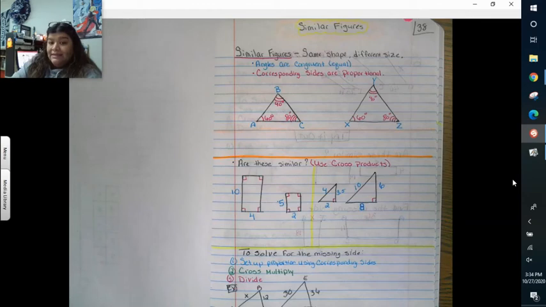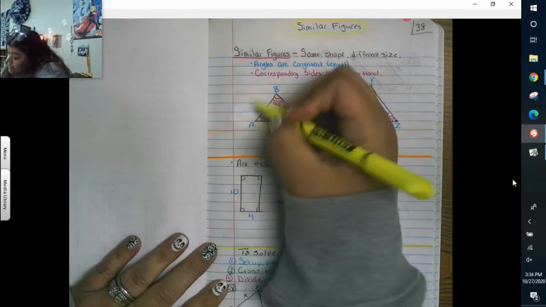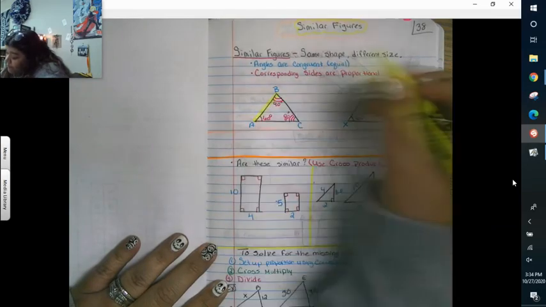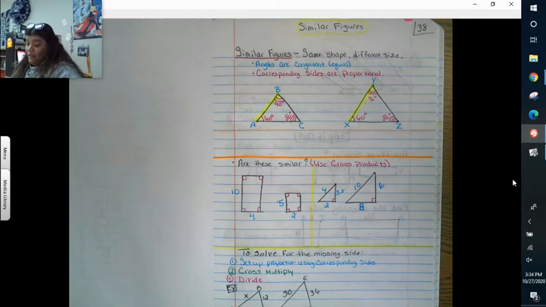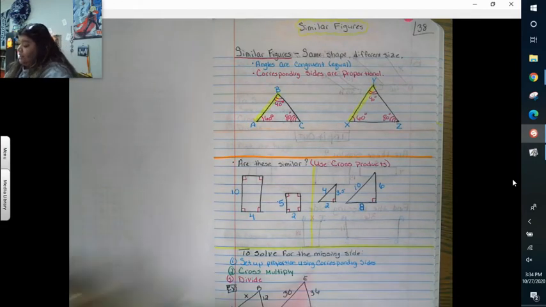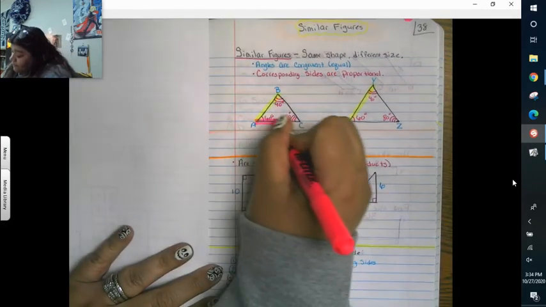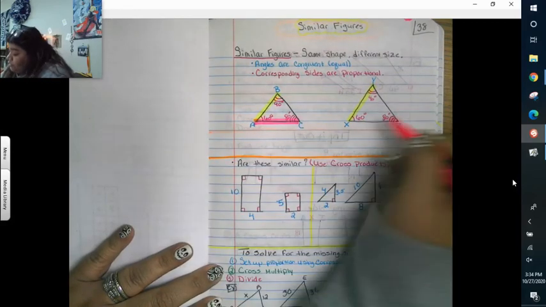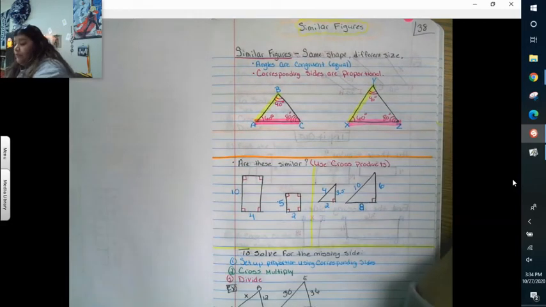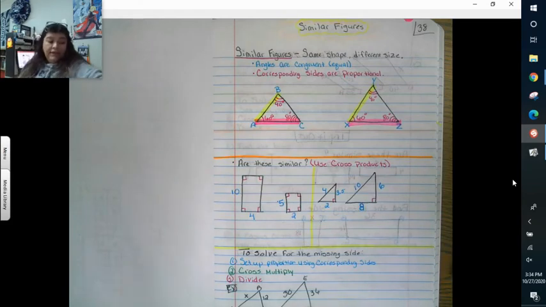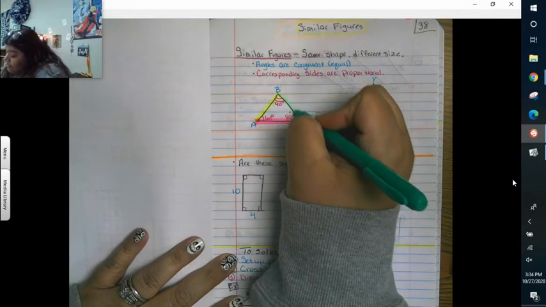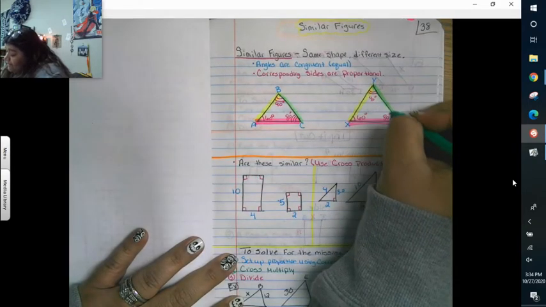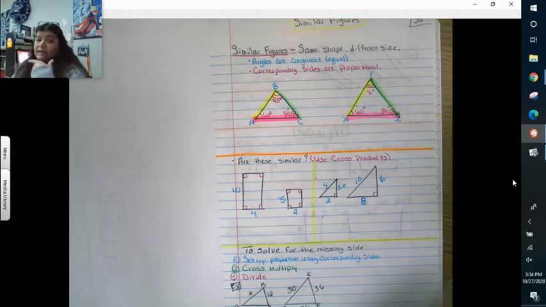And then the corresponding sides have to be proportional, okay? So corresponding sides, that means AB corresponds to XY, okay? And then AC corresponds to XZ, okay? And the last one I have, I'll use green. BC corresponds with YZ.